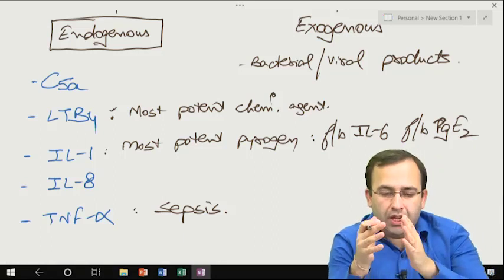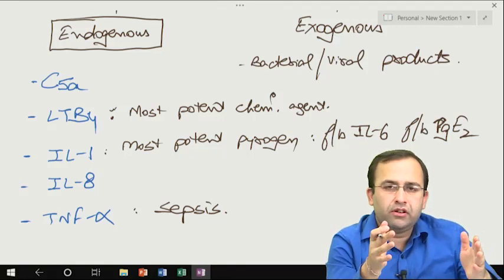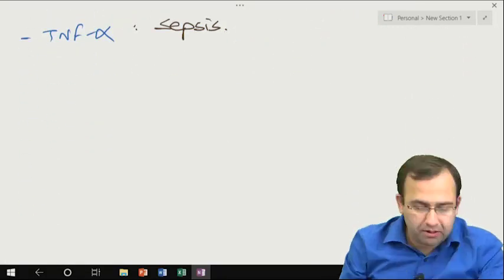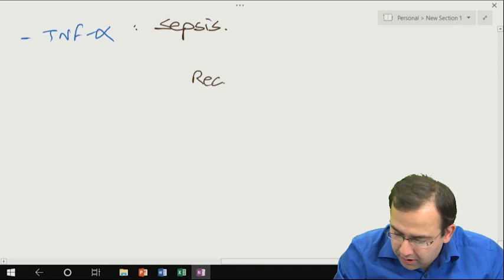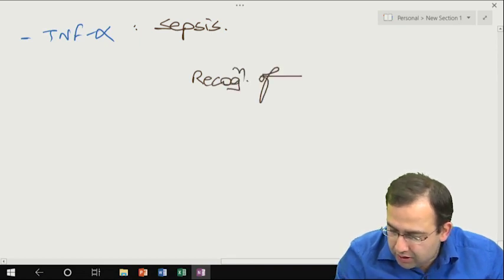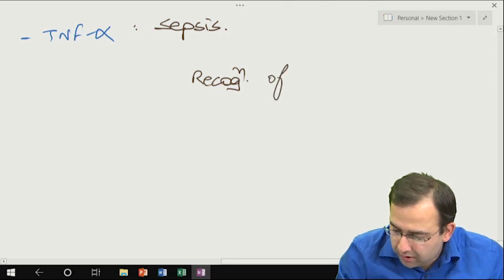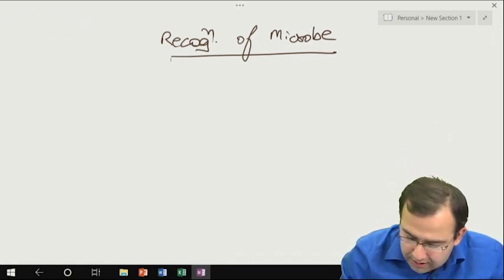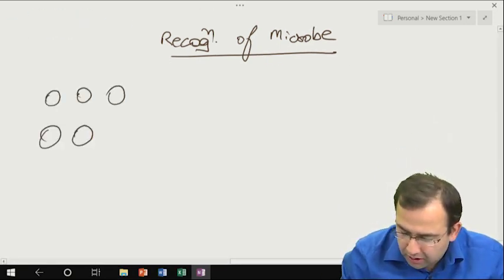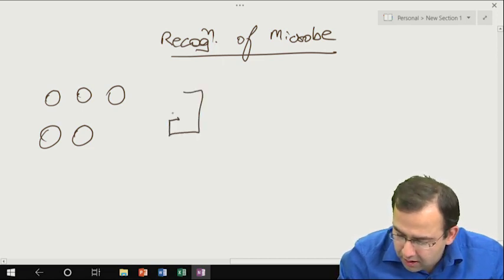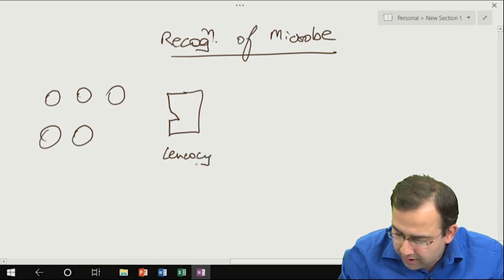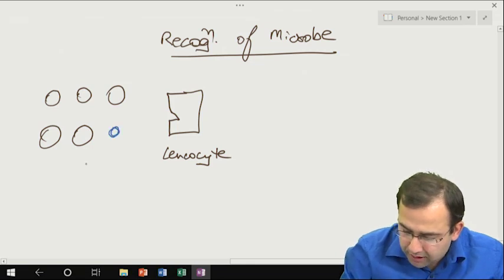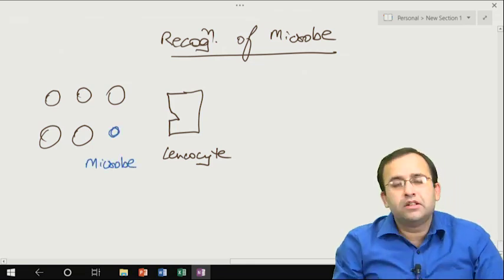Next point. Now the leukocyte has reached the site of inflammation. After reaching the site of inflammation, it has to recognize the microbe. So the next step in inflammation is recognition of microbe. How does the leukocyte recognize, after reaching the site of inflammation, that this is the microbe? Answer, by various receptors.